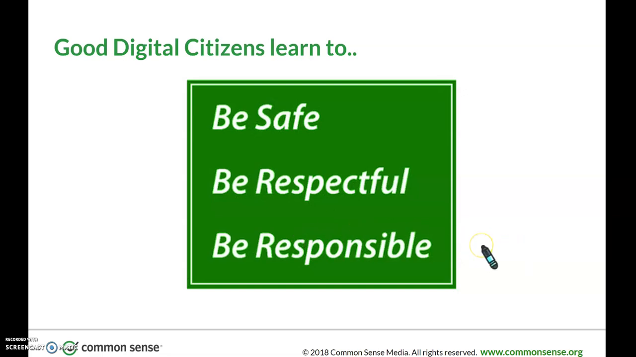And if you go to the commonsense.org website, there's a real focus on these things, okay? Using technology safely, responsibly, and respectfully.